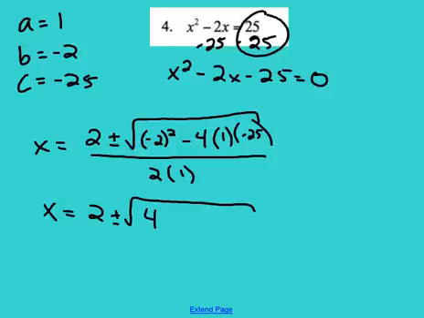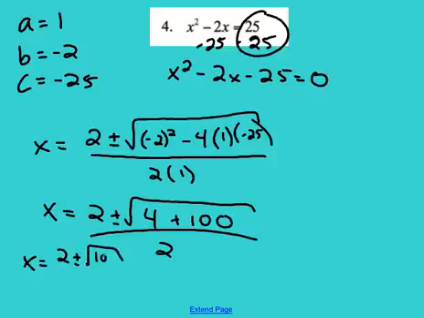-2 squared is 4 plus 100, divided by 2 times 1 is 2. That shouldn't be too bad. You should be pretty comfortable with 2 plus or minus the square root of 104, divided by 2. So I'm going to have x equals 2 plus or minus 10.2, all divided by 2.